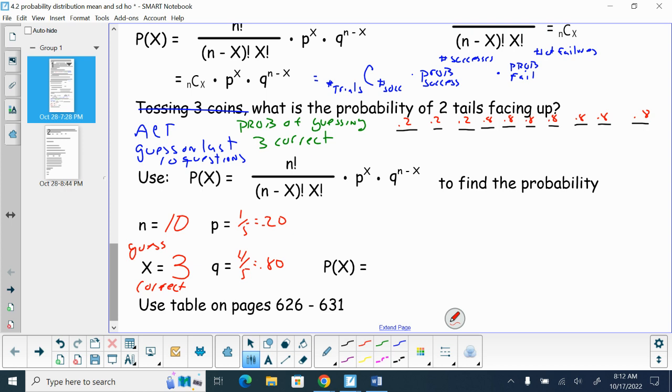Which is 0.8 for all of them. So the first one is correct, and the second one is correct, and the third one is correct, and the fourth one is incorrect, and the fifth one is incorrect, and the sixth one's incorrect. Well, I'm throwing the word "and" in there. What operation do we use when we use probability in the word "and"? Multiply. So all these get multiplied together.